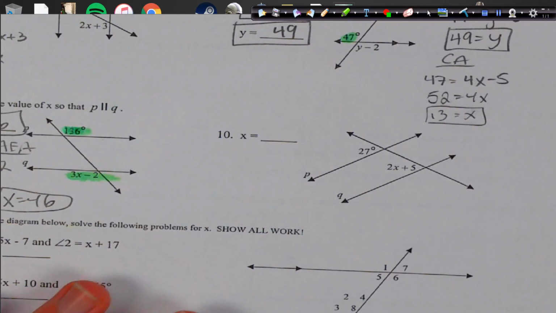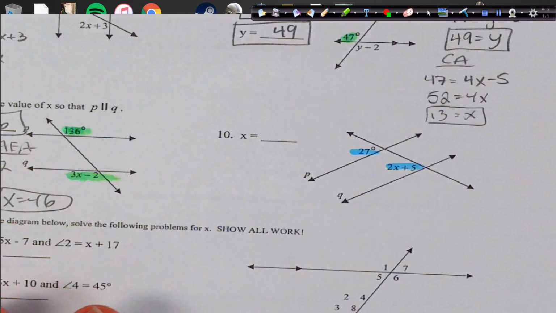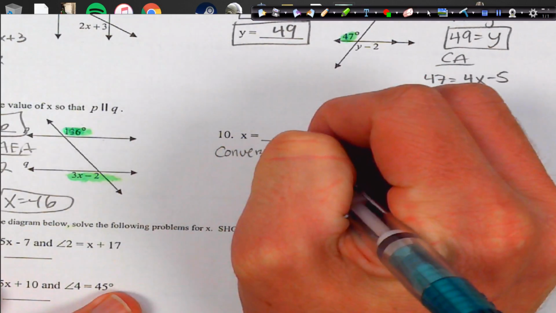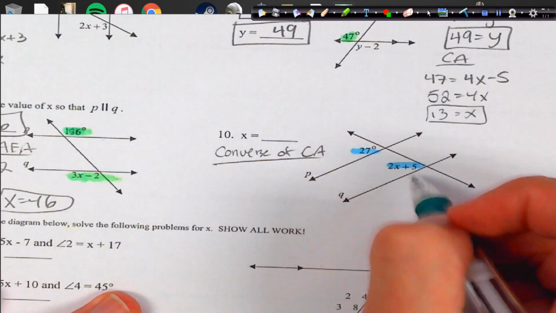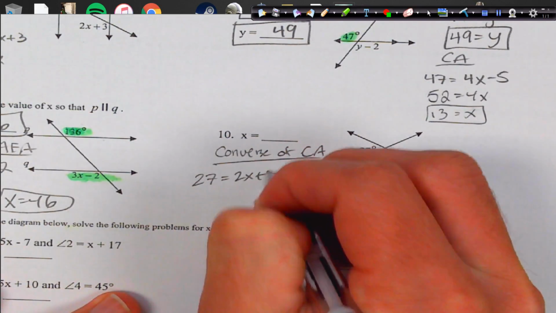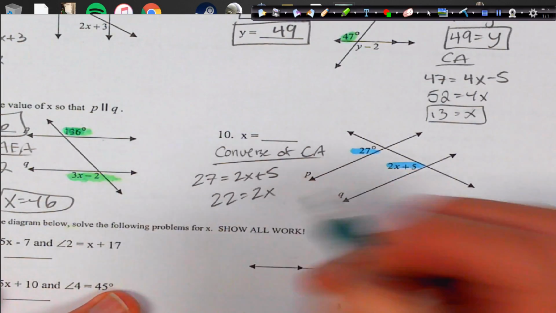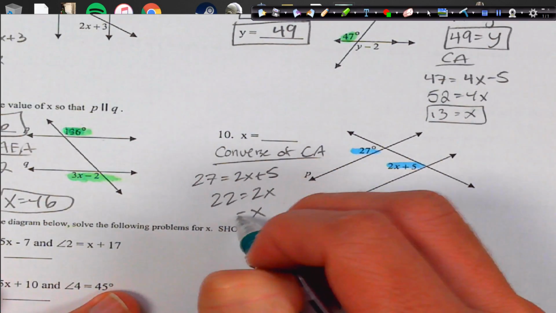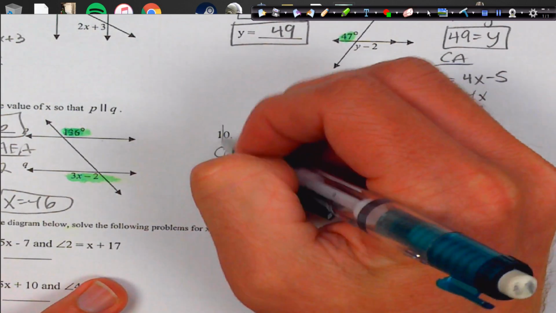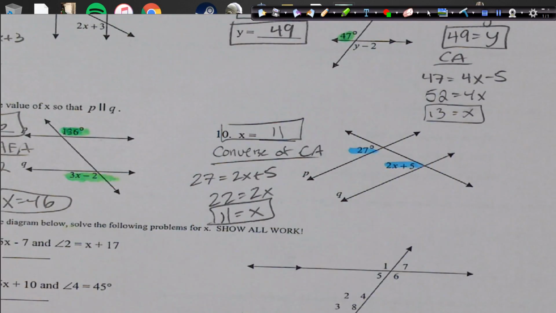Number 10, again, these are corresponding angles. So we're going to use the converse of corresponding angles to prove that these two lines are parallel. So we're going to say if these were congruent, then this would work. Subtract 5 over, we get 23 equals 2x, and x will equal 11. Again, that was the converse. Whenever we prove lines parallel, use the converse.